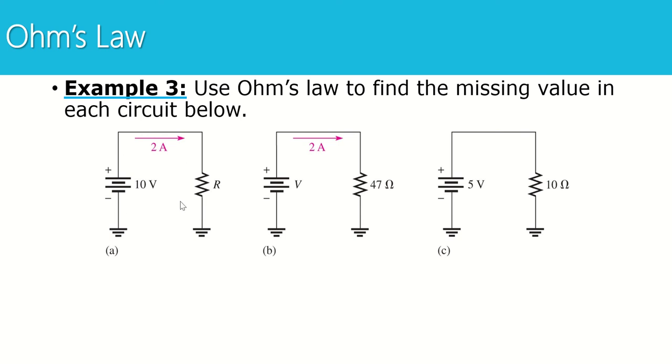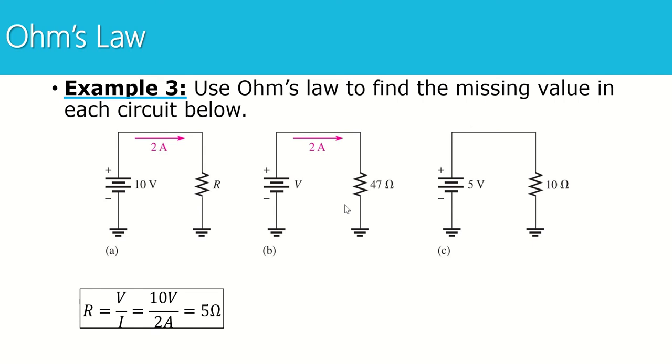So I'm missing resistance. I'm going to use Ohm's law to find the value of resistance in the circuit. R is going to be V over I. The voltage is 10 volts. The current is 2 amps. I end up with 5 ohms for my missing resistance in the first circuit.